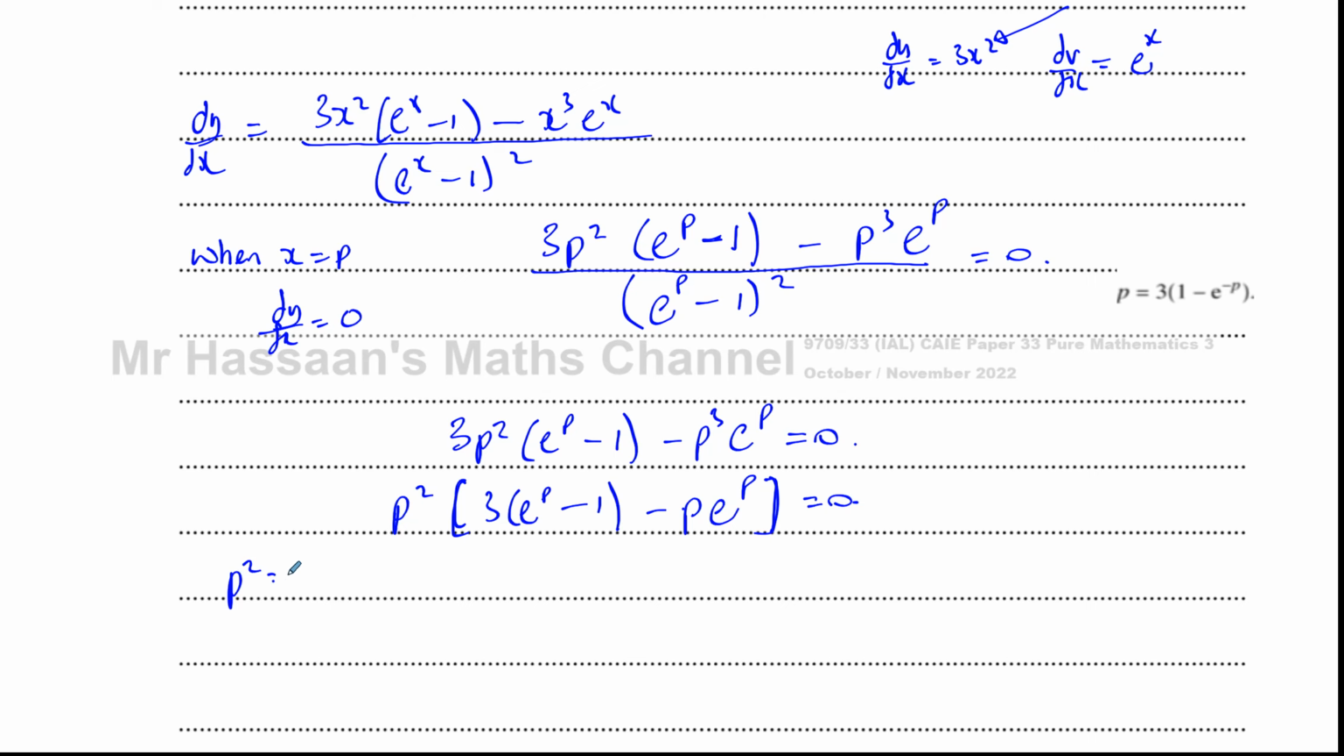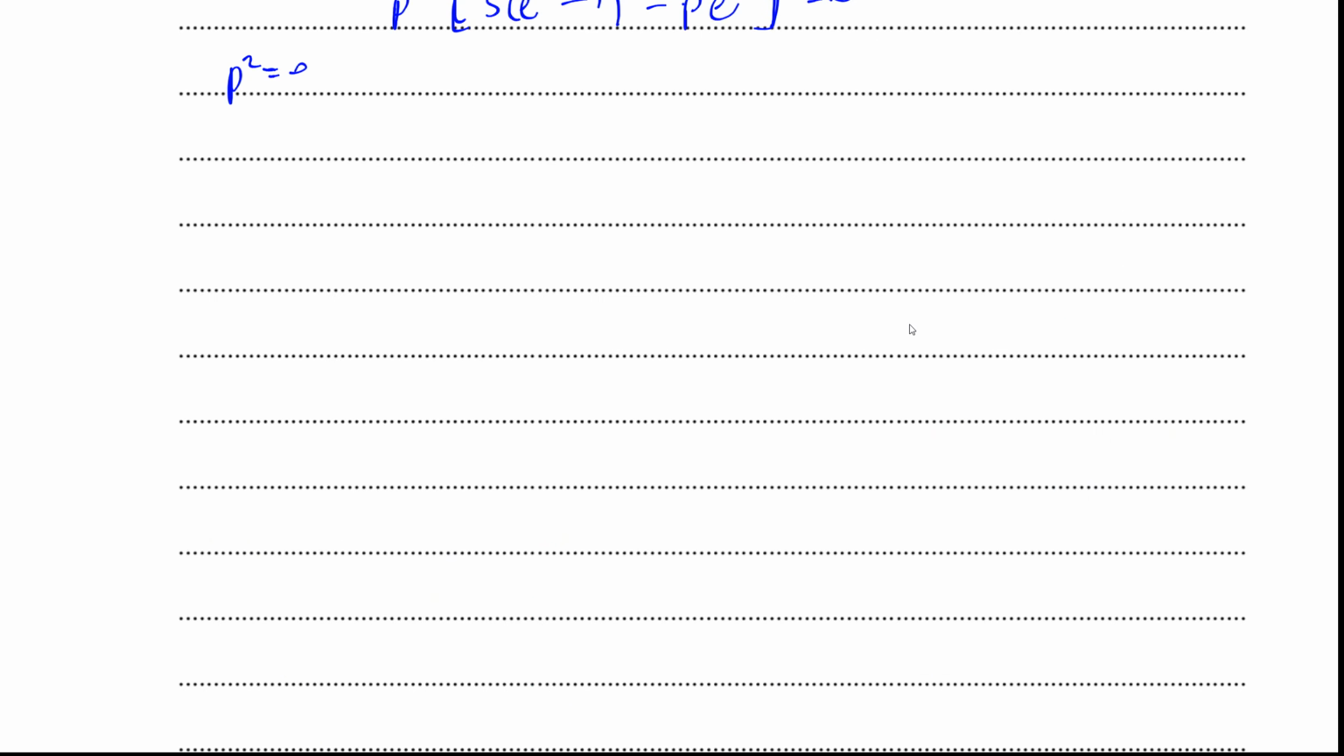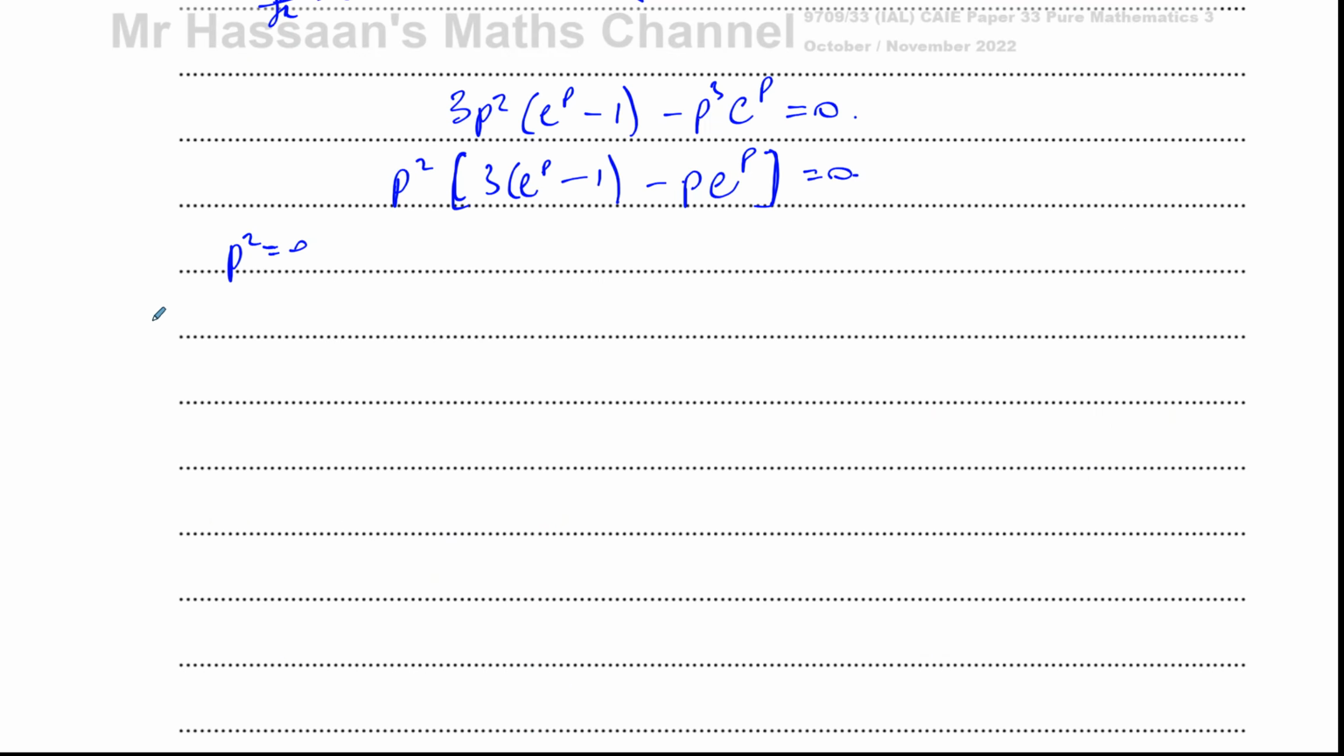So now either p squared equals 0, and they've told us that p is greater than 0. As p is greater than 0, p squared can't be 0, therefore p can't be 0. So we can't write p equals 0. The other solution is where this product is equal to 0. So we have 3 times e to the power of p minus 1 minus p times e to the power of p is equal to 0.